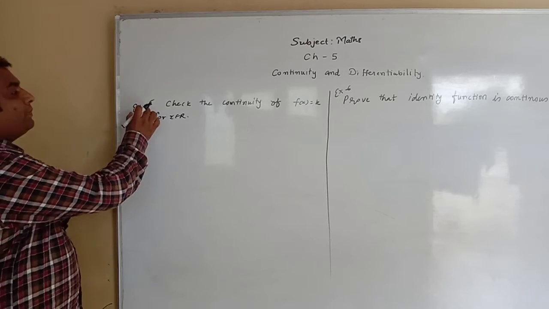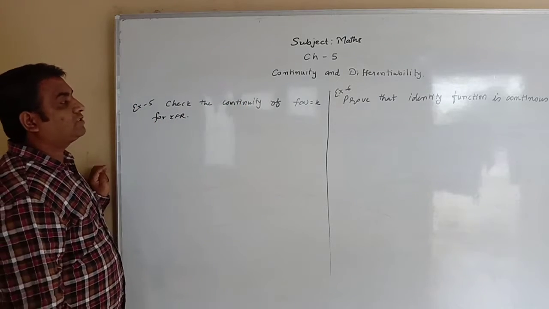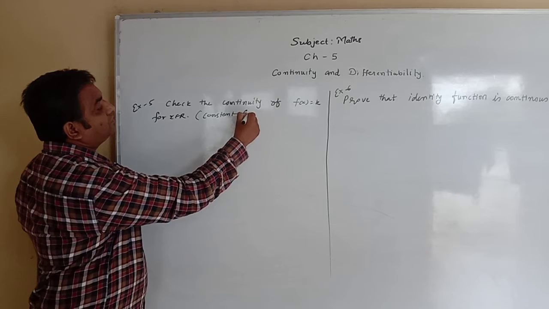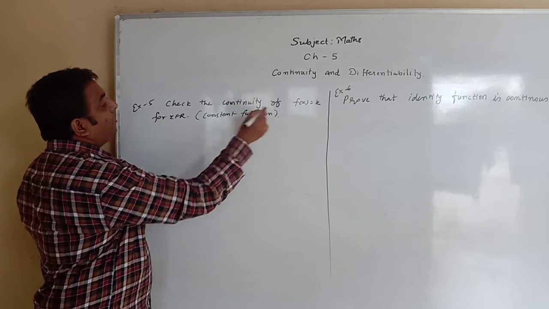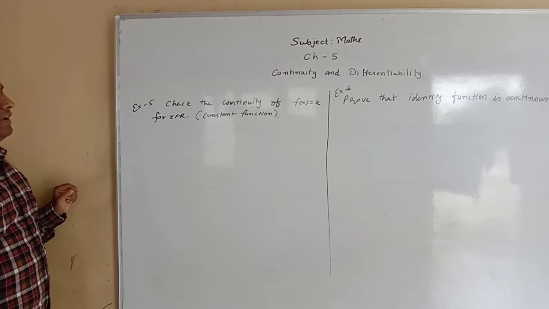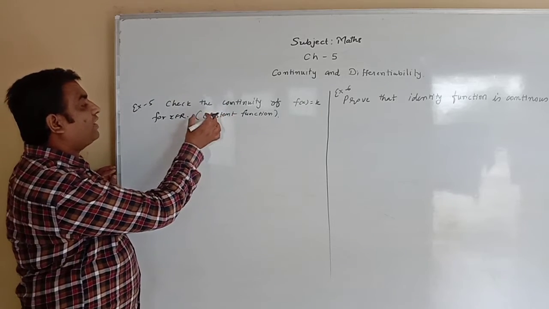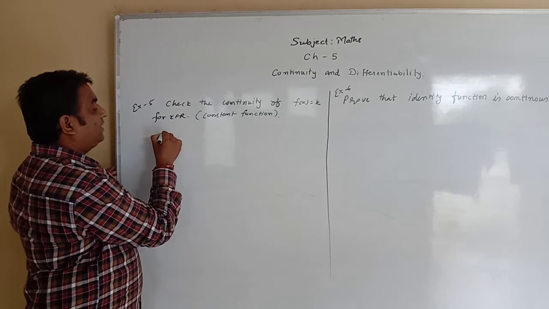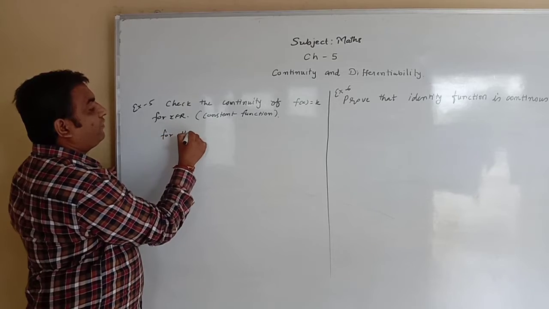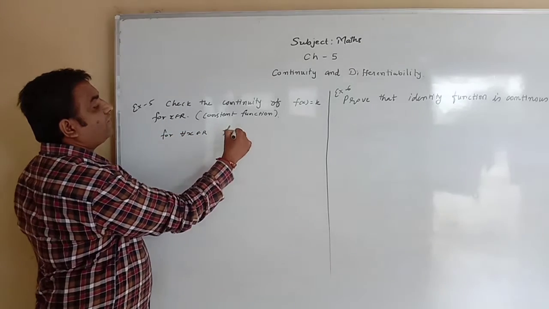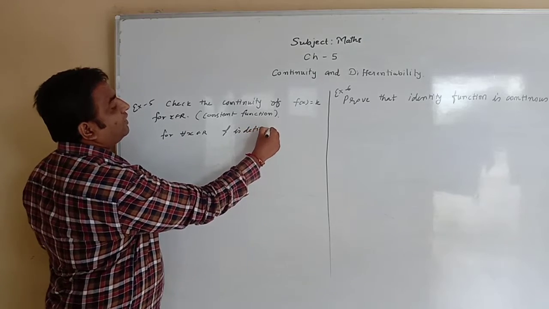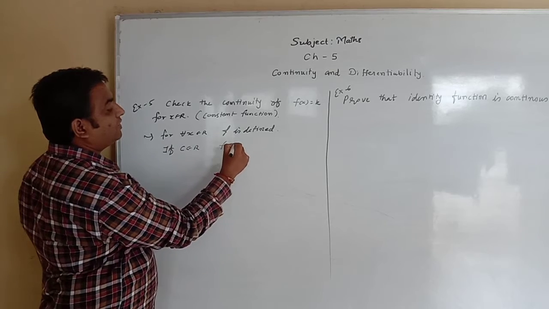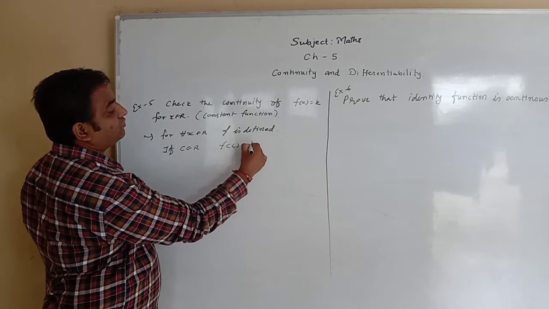We have example 5. Check the continuity of f(x) equals k, the constant function, for x belongs to R. So now x belongs to R, so we know that a constant function is defined at every real number, and so we can see that for every x belongs to R, f is defined, and so if c belongs to R, then f(c) equals k.